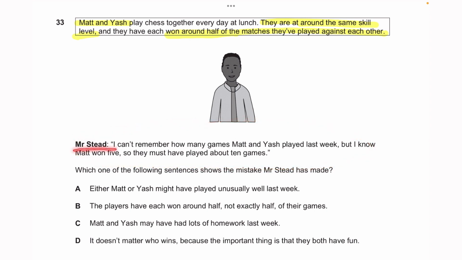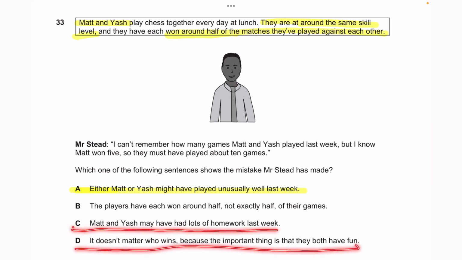So Mr. Steed says, I can't remember how many games Matt and Yash played last week, but I know Matt won 5, so they must have played about 10 games. Now, there's a mistake in Mr. Steed's reasoning. Let's go through them. We've got A, either Matt or Yash might have played unusually well last week. B, the players have each won around half and not exactly half of their games. C, Matt and Yash may have had lots of homework last week. And D, it doesn't matter who wins because the important thing is that they both have fun.